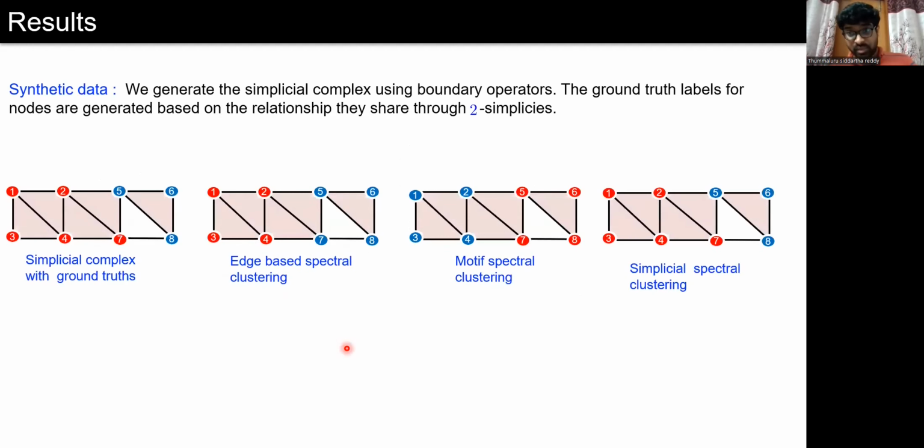Now we discuss the results of the proposed method on synthetic and real data. For synthetic data, we consider the following simplicial complex with 8 nodes, 13 edges, and 5 triangles. Ground truth labels of this simplicial complex are generated based on the relationship they share with the neighboring nodes through two simplices. We compare the proposed algorithm across the edge-based spectral clustering algorithm and the multi-spectral clustering algorithm. We see that the proposed method correctly assigns node 7 to cluster 1, thus highlighting the importance of higher order relations.